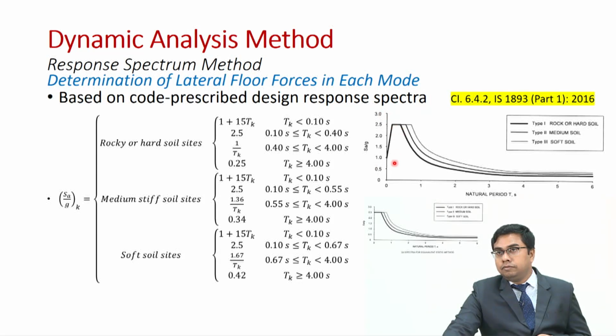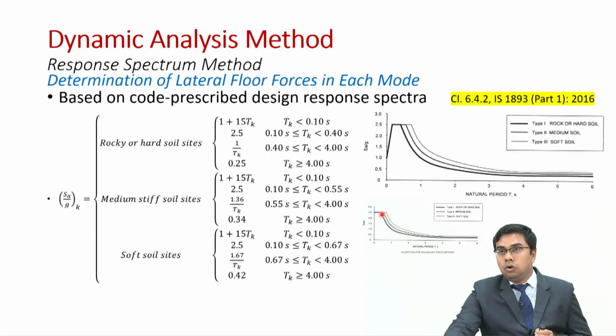At the same time, if you change the damping, the curve will change completely from one curve to another. But the three curves shown over here are for variation in soil type, that is the underlying site, if it is rocky or hard soil, or medium soil, or a soft soil. The value of SA by g is also given in terms of expression in our code IS 1893 Part 1 2016. Now, this very response spectrum is slightly different from the spectrum which we saw in case of equivalent static method. Can you note the difference between the two response spectra?